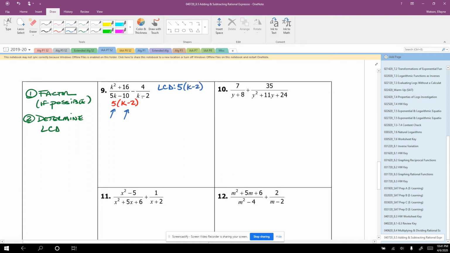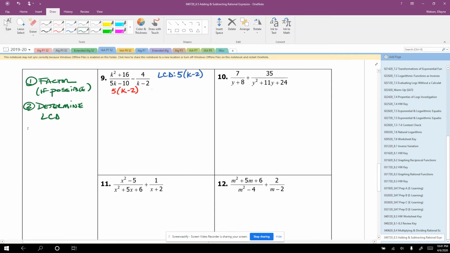Okay, and then I go to the second term. The second term has a k minus 2. Well, I already have the k minus 2, right? Because it's right there. You don't need to put it again. Now, if the second term was k minus 2 to the quantity squared, then yeah, I would have to put another k minus 2. But since it's only k minus 2 once, and I already have k minus 2 once, I'm good. Okay, so there's my LCD.